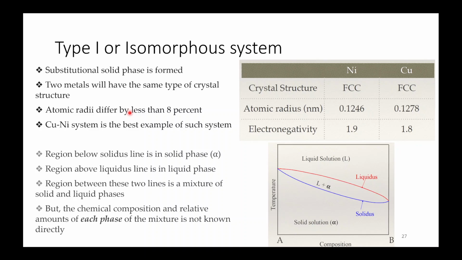So the difference in both the radii is less than 8%, and the copper-nickel system is the best example of such a system. Both crystal structures are FCC, the atomic radius is also very near, 0.1246 and 0.1278, and electronegativity is also very close, 1.9 and 1.8.